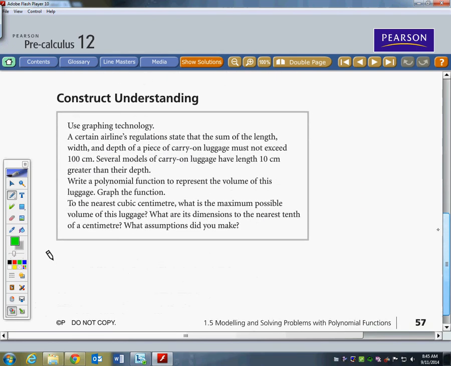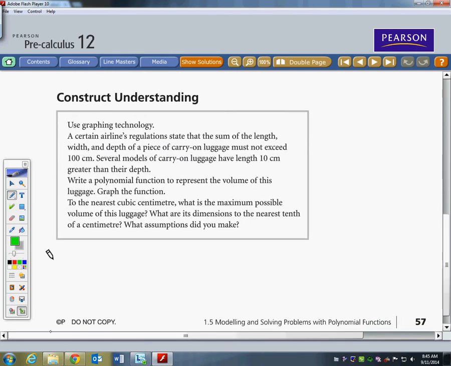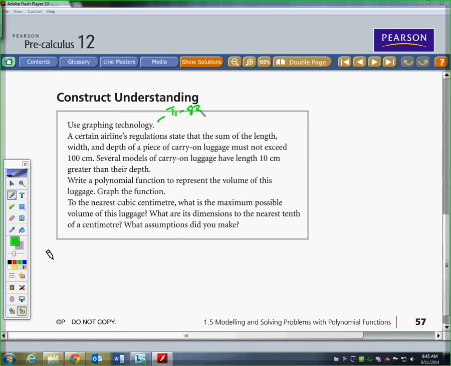Let's take a look at the Constructing Understanding. Okay, so the first piece says use graphing technology. Like I said, if you want to use a graphing calculator, you can. You can use a TI device, whether it's 83 or 84. If you would really like to use one of those calculators, you can come and see me. I think we have some in the library. You have to give a deposit, and you can use it for the semester.